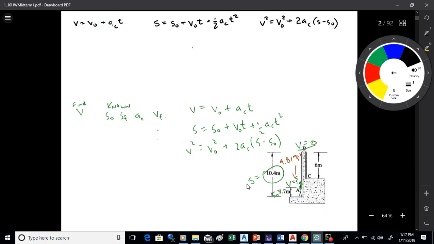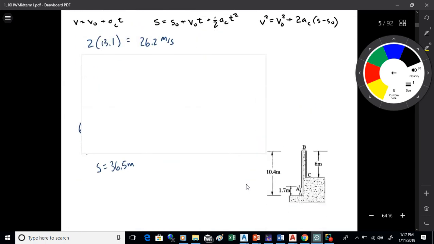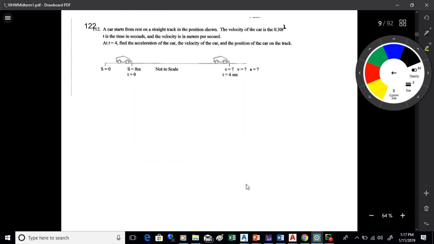All right, so what do we got here? We've got this one here. So we've got a car that starts from rest on a straight path at the position shown. And the velocity of the car is 0.3 t squared. So at t equals 4, let's find the acceleration of the car, the velocity of the car, and the position of the car on the track, okay?